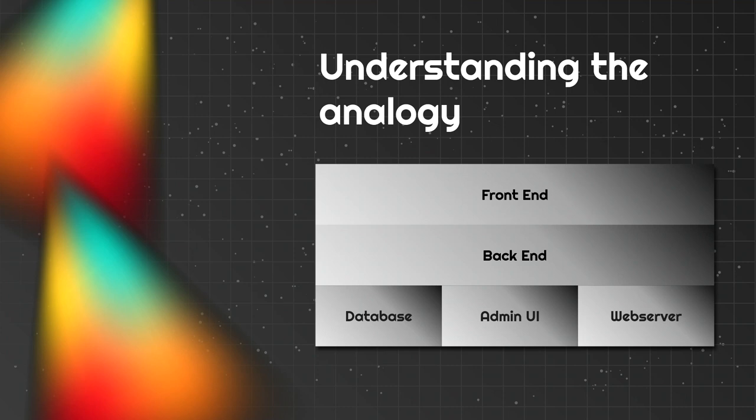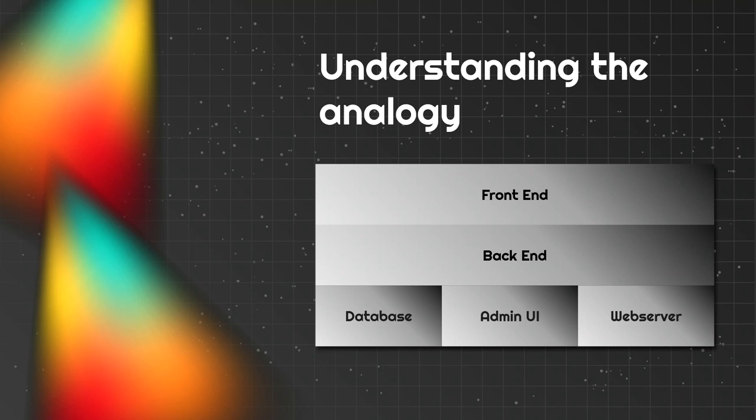Into the meat of it. So before we really get into anything, we have to understand the analogy that's commonly used for this type of conversation and understand what the underlying technical concepts are. In the simplest form, most websites have a front end and a back end. The front end is the presentation layer. It is the part of the site that your users, the visitors to your site, interact with, and really is the brand, the look, the feel, everything to do with user interaction.